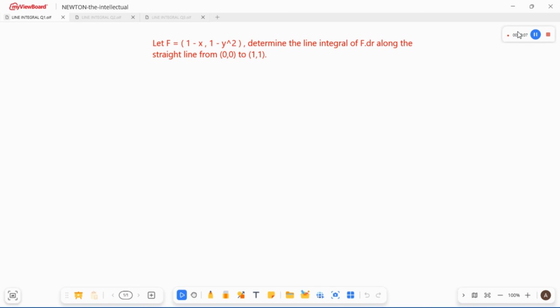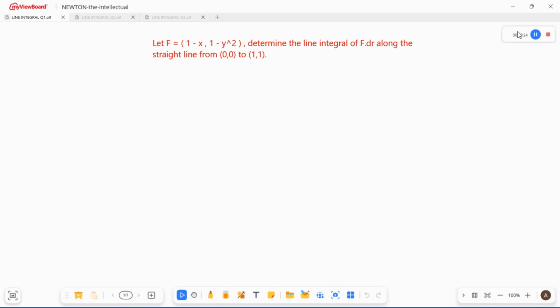On this video, we're going to be looking at line integrals. Now, line integrals are of two forms. We have the one that has to do with the straight line, which has the notation, and then the one that has to do with the curve. So we'll be looking at questions on that straight line, and then we'll be looking at questions on that curve.